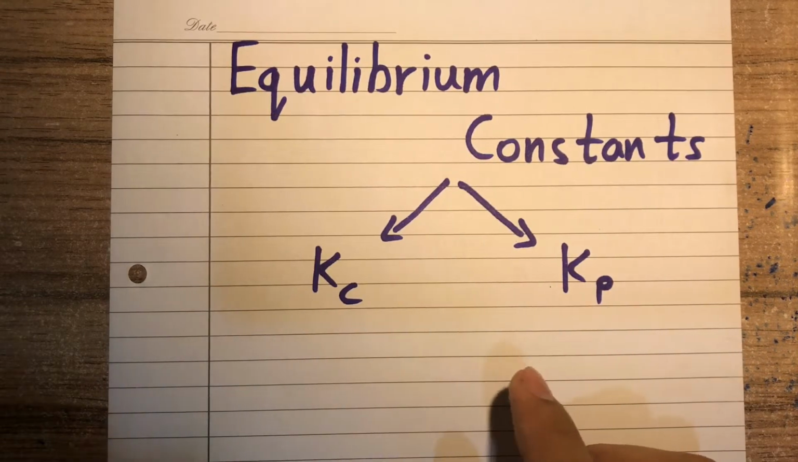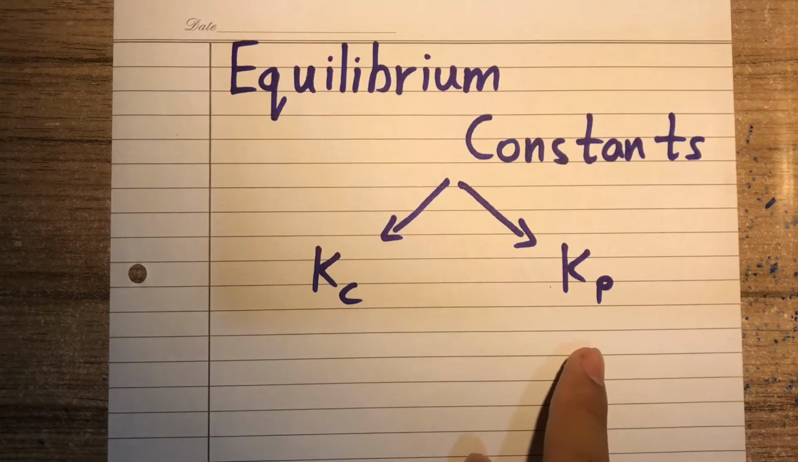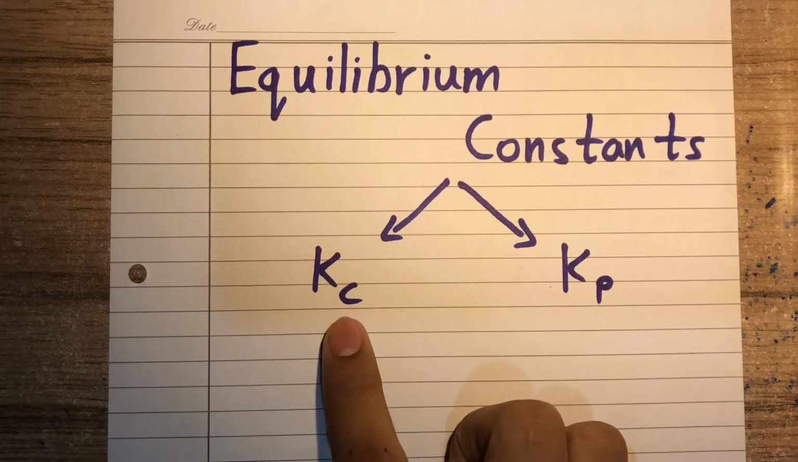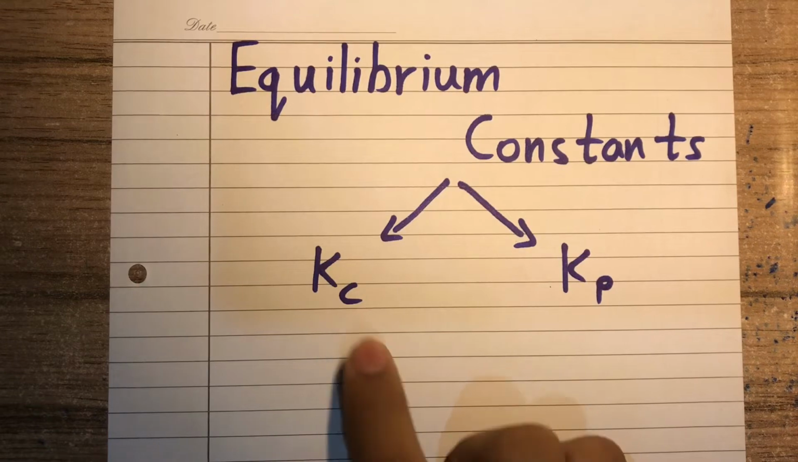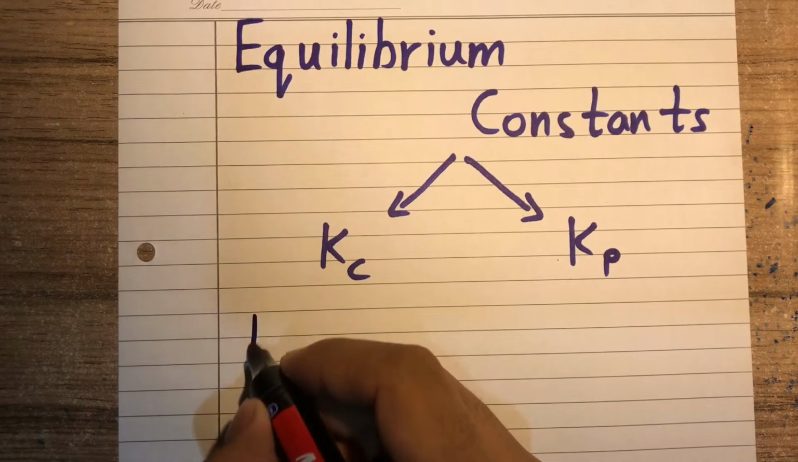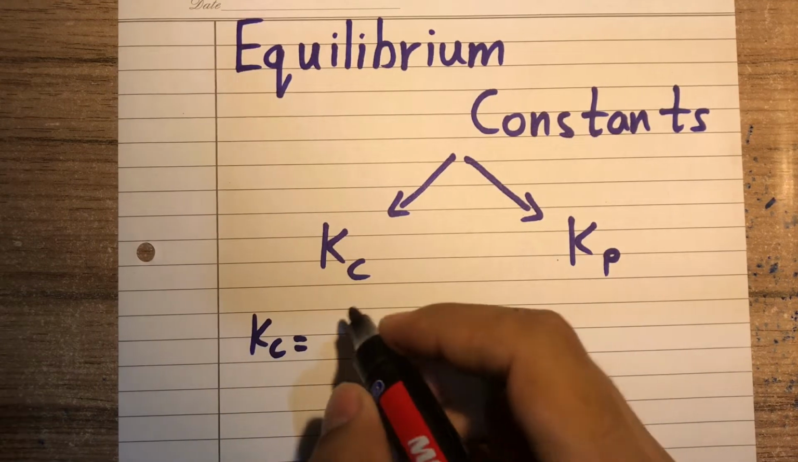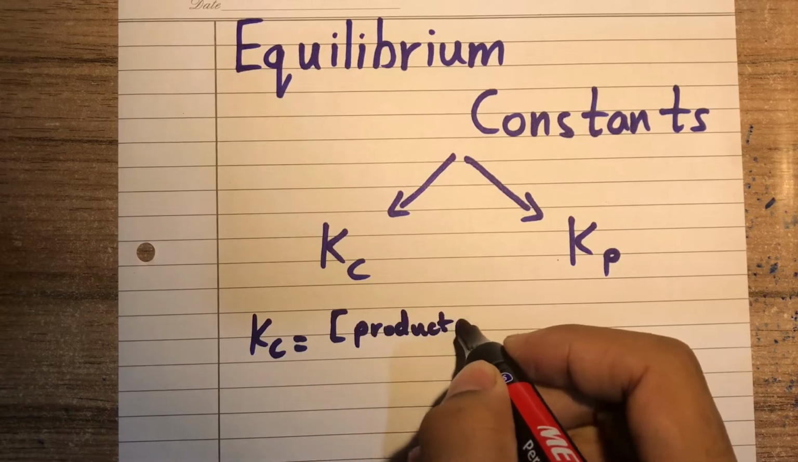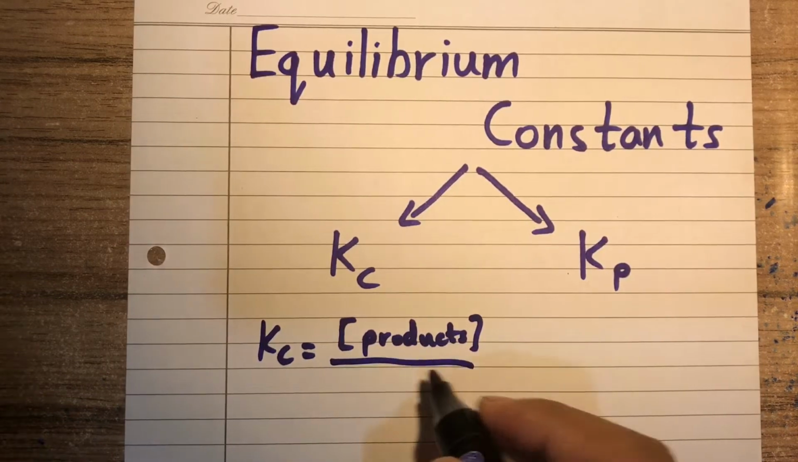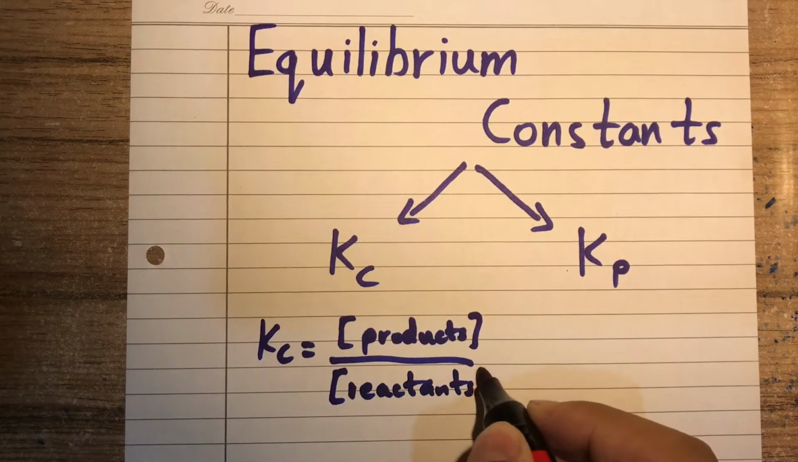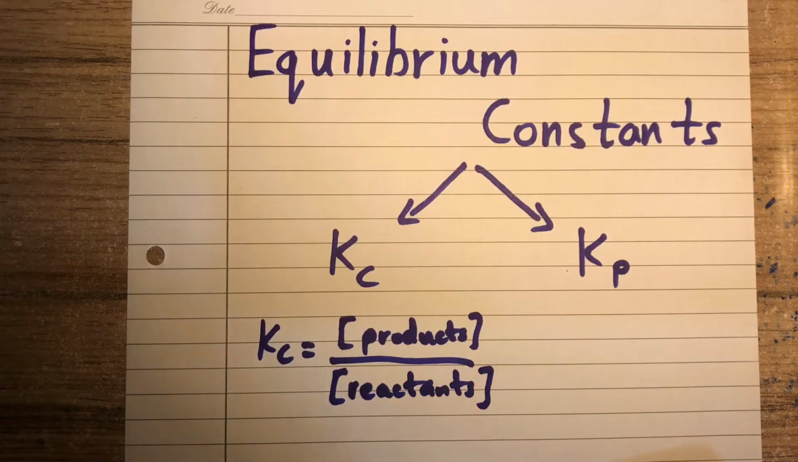K represents equilibrium, C represents concentration, and P represents partial pressure. So this is the equilibrium constant for concentration. Now how do we find Kc? Kc is equal to the concentration of products upon the concentration of reactants. These box brackets represent concentration.